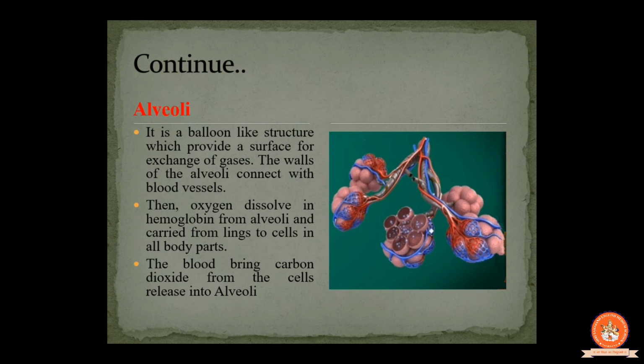Then oxygen dissolves in the hemoglobin from the alveoli and is carried from the lungs to cells in all parts of the body. So यहाँ पे क्या हो रहा है? जो ऑक्सीजन आ रहा है एल्वियोली के अंदर, वहाँ से अभी ब्लड वेसल का काम होता है, जो एल्वियोली से ऑक्सीजन लेके डिफरेंट पार्ट्स ऑफ द सेल्स जो होता है बॉडी के, वहाँ पे वो क्या करता है? पहुँचा देता है. अब ब्लड के अंदर से ऑक्सीजन कौन कैरी करता है? ऑक्सीजन कैरी करता है हेमोग्लोबिन. ठीक है, हेमोग्लोबिन ऑक्सीजन को कैरी करता है.